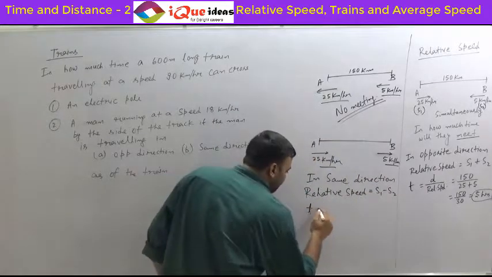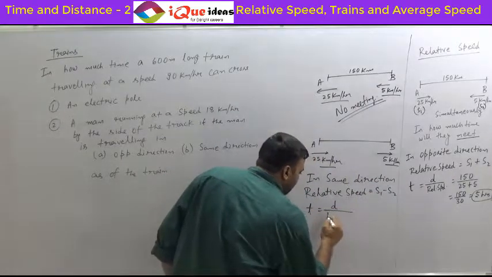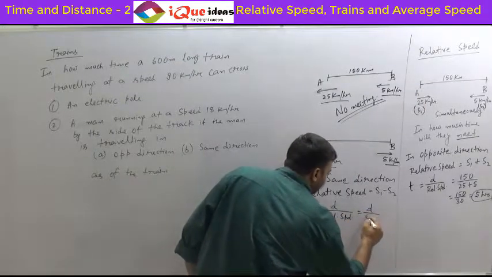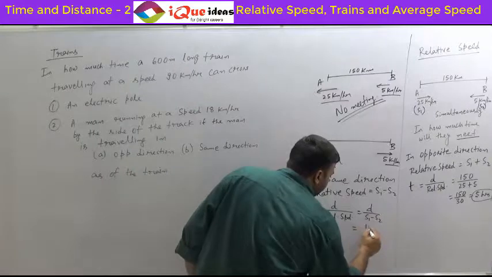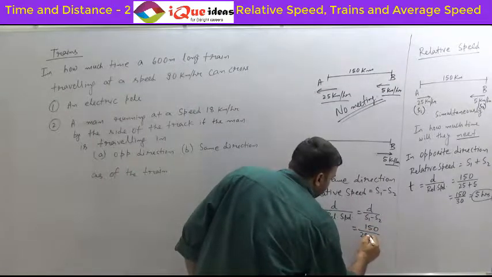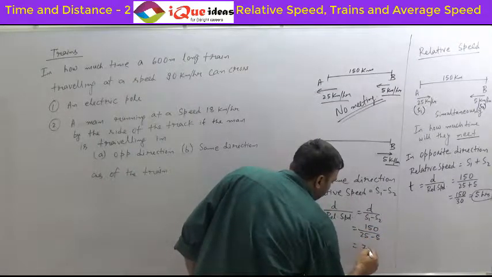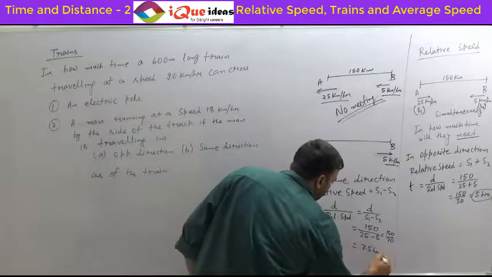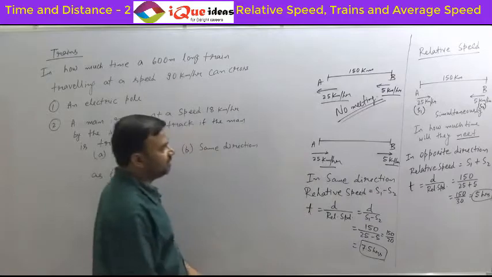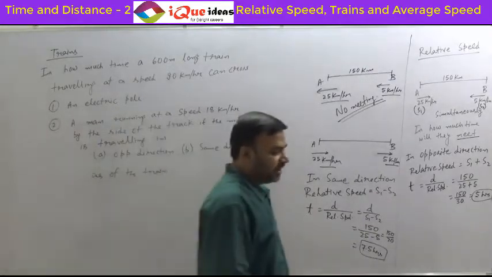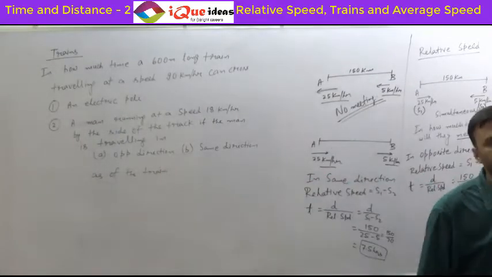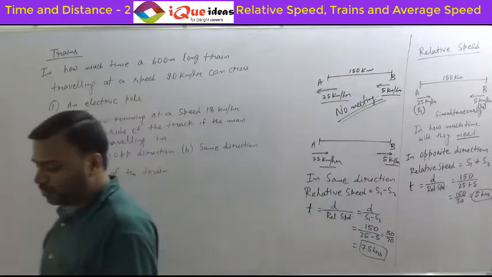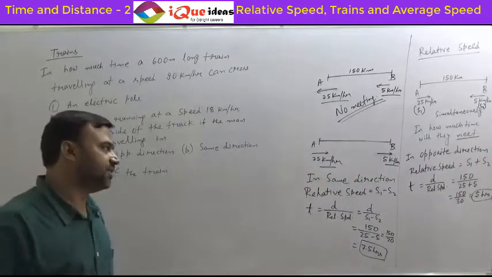Then the calculation of time is the same process: distance divided by relative speed, which is distance divided by S1 minus S2, which is 150 divided by 25 minus 5, which is 7.5 hours. 150 by 20. Alright. So in the case of relative speed, just remember, the word relative will come only when two things are moving. Okay.